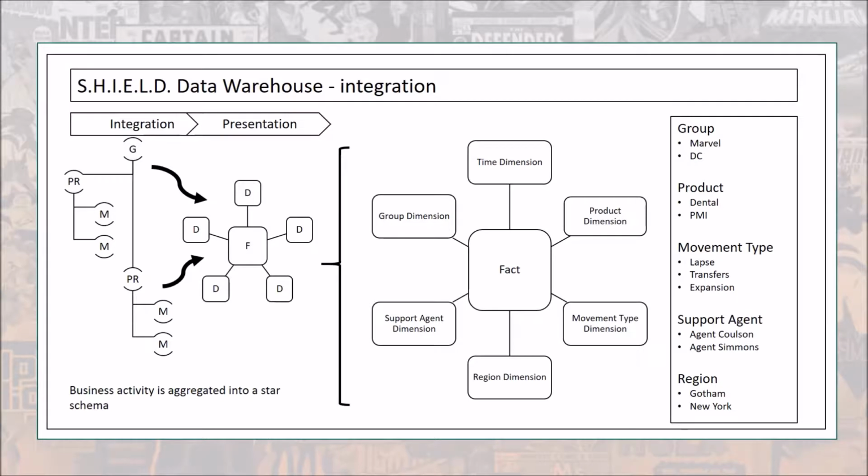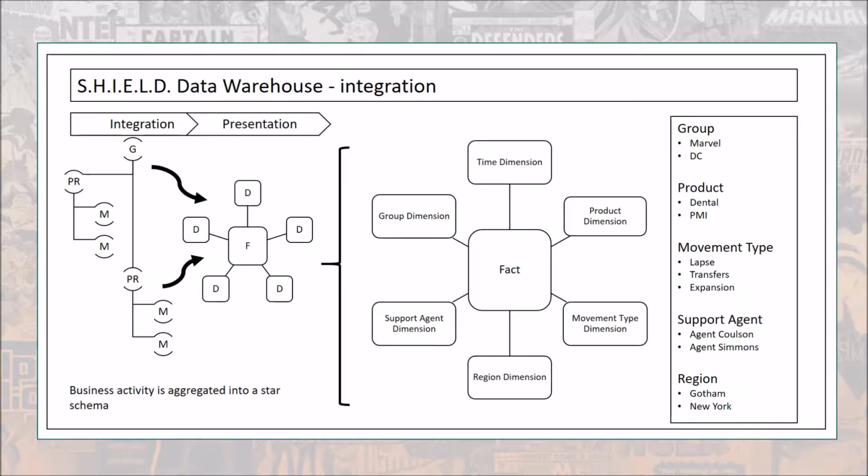When it comes to presentation, it's about taking that information that you have in the integration layer and presenting that back. So business activity is aggregated into a star schema in this instance. So we need to define what our different dimensions are required for modelling for the reports. So in this instance I've taken, you should always have a time dimension. We have a product, a movement type, a support agent and a region.